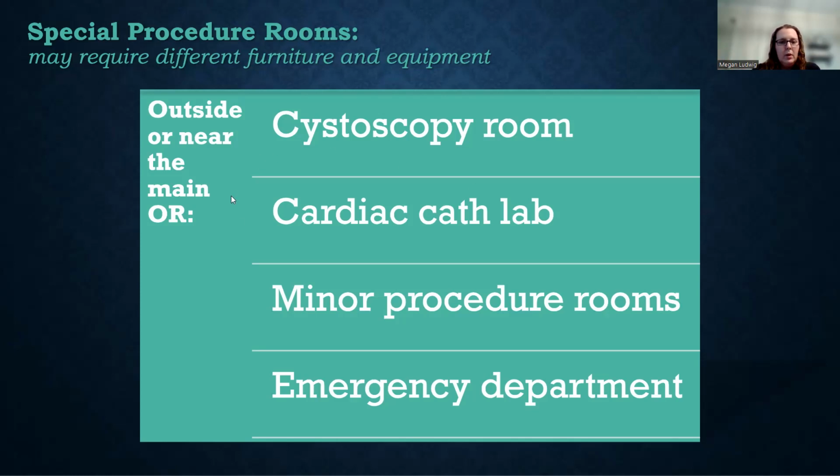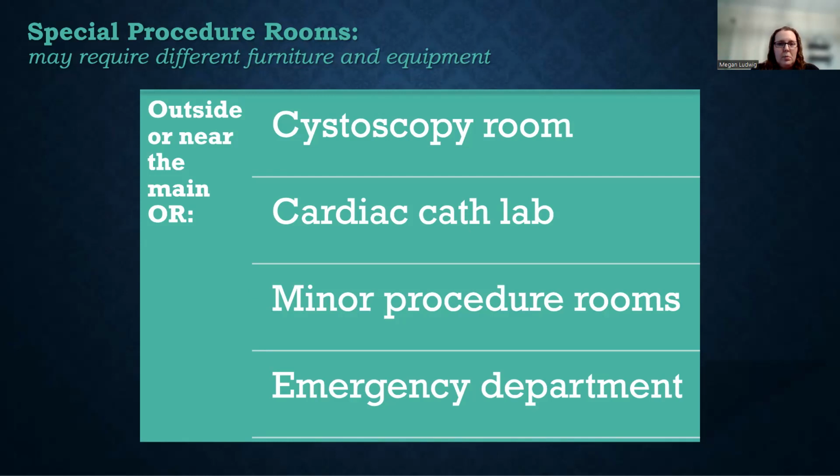So that's really nice. Usually very close by to the OR is a cardiac cath lab. That way, if something does go wrong in the cardiac cath lab and they do need to do something more invasive, the operating room is right there. They can just cart them right over. Minor procedure rooms might be in or near.